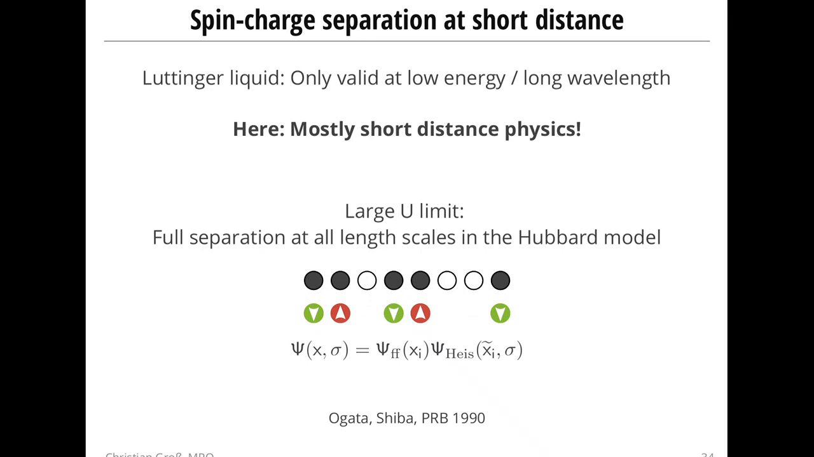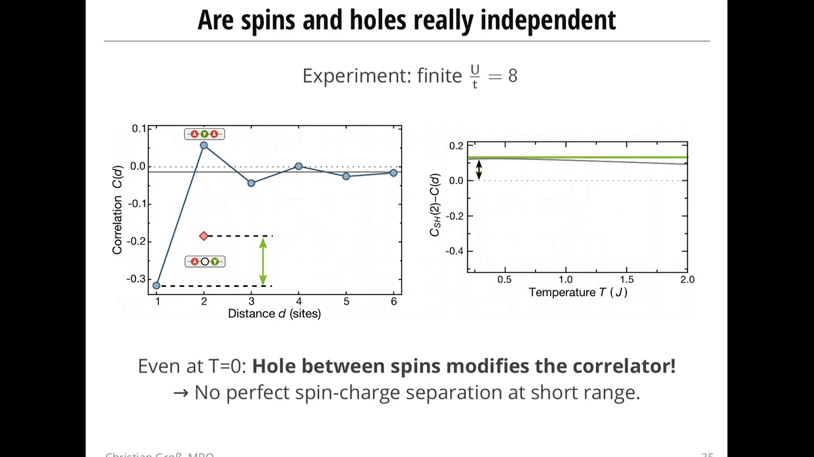But the point is, the 1D Hubbard model, at least in the infinite U limit, has been shown to fully separate, basically the wave function fully separates into a free fermion wave function for the charges and an effective Heisenberg wave function at all energies. So that is basically explaining why we see spin charge separation. Point is now, we do not have infinite U. So can we see that there is a remaining coupling between the spin and charges? And the answer is, in the experiment, not fully.